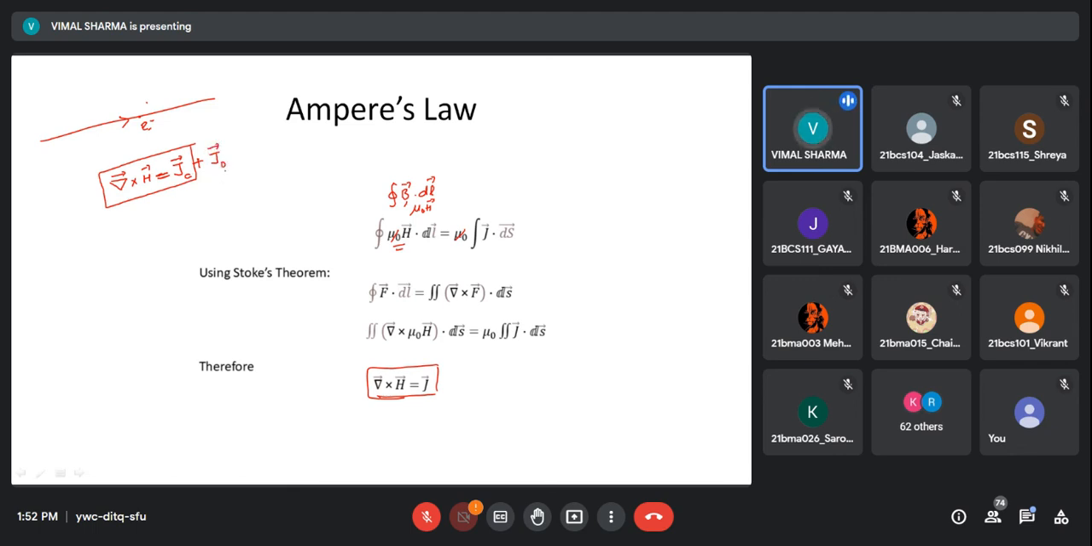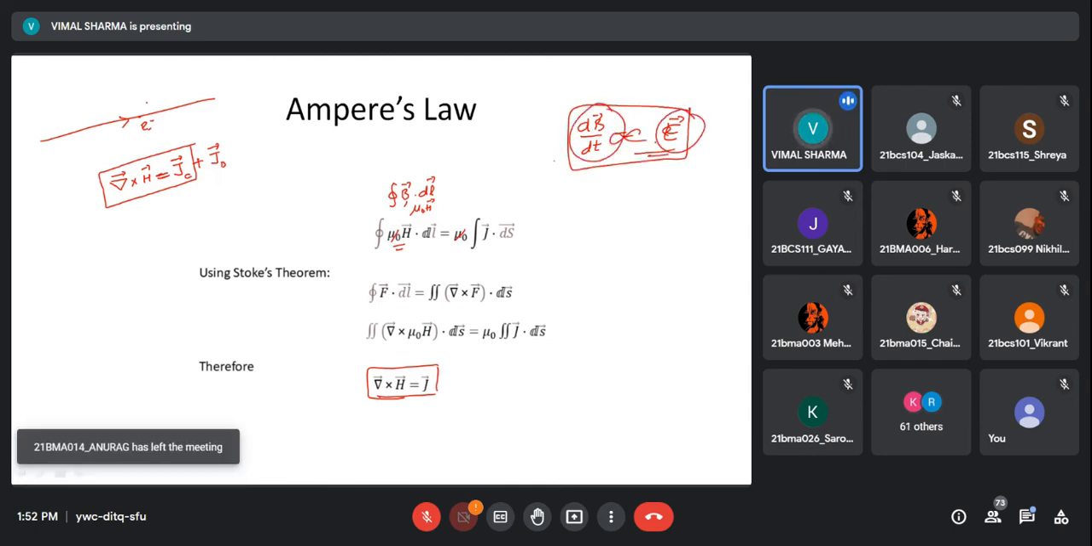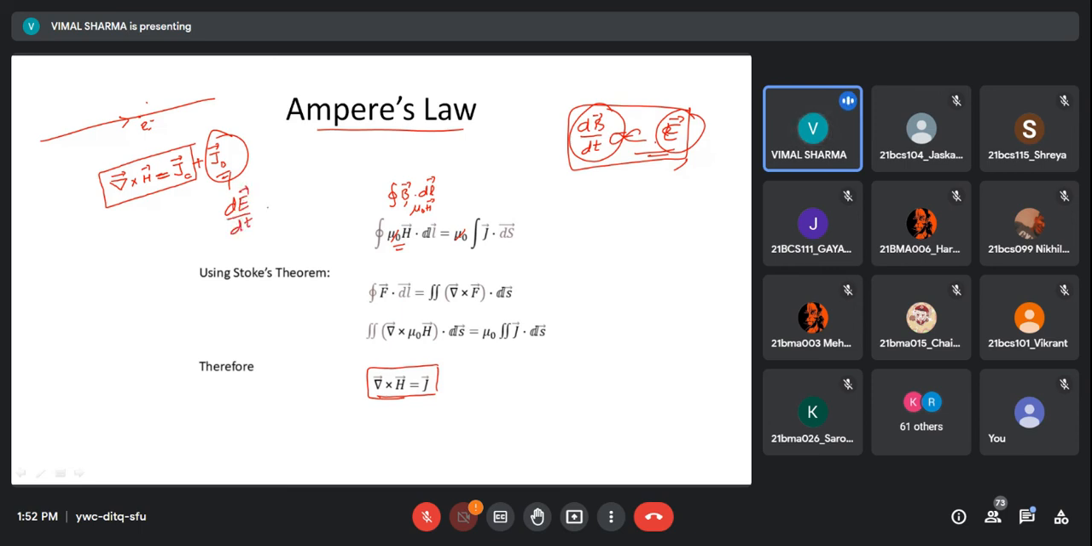And what this displacement current is, it is not due to flow of charge carriers, but it is due to time varying electric field. So we can see that earlier Faraday said that time varying magnetic field, d by dt of B, produces EMF, or indirectly, produces electric field. Some electric field is produced due to time varying magnetic field, and the other way around, according to Ampere's law, time varying electric field also gives you magnetic field.